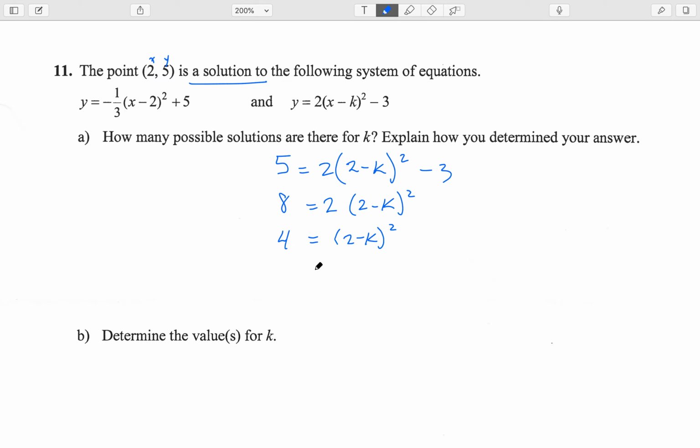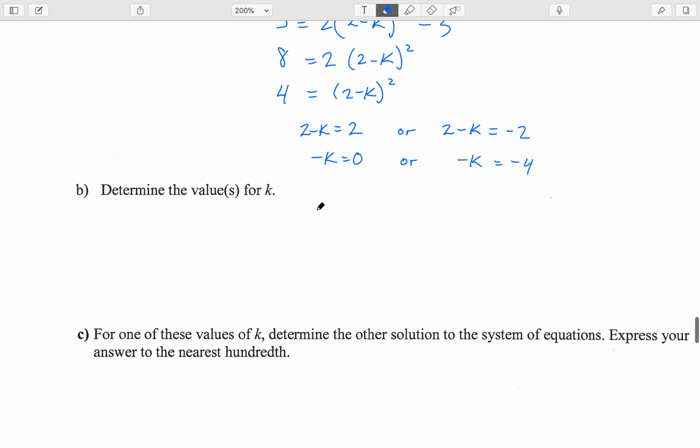So in other words, 2 minus k could equal positive 2, or 2 minus k could equal negative 2, right? So hang on. If I subtract off 2, I get minus k is equal to 0, or subtract 2, I get minus k is equal to minus 4. So either k is equal to 0, or k is equal to 4. I get two different solutions. Determine the values of k. I just did.